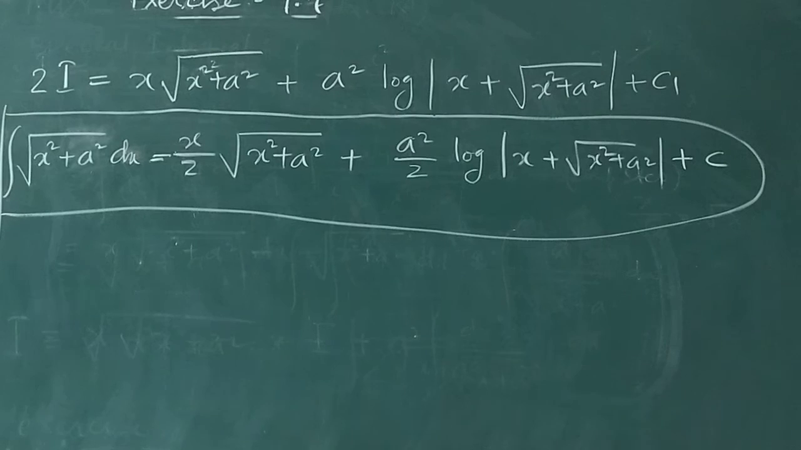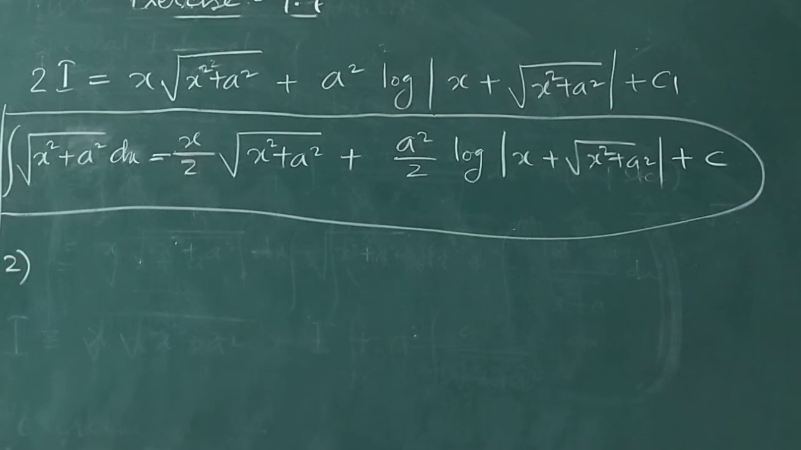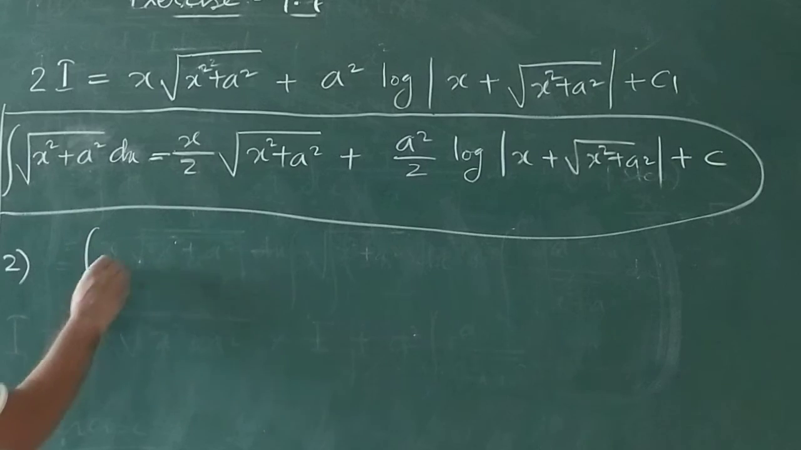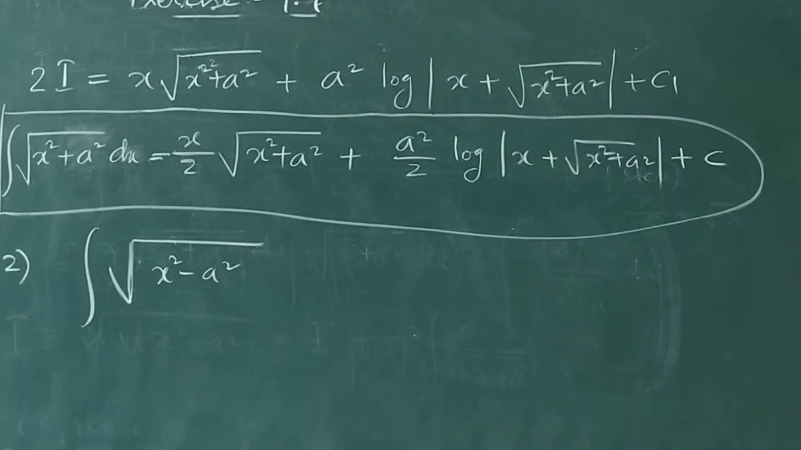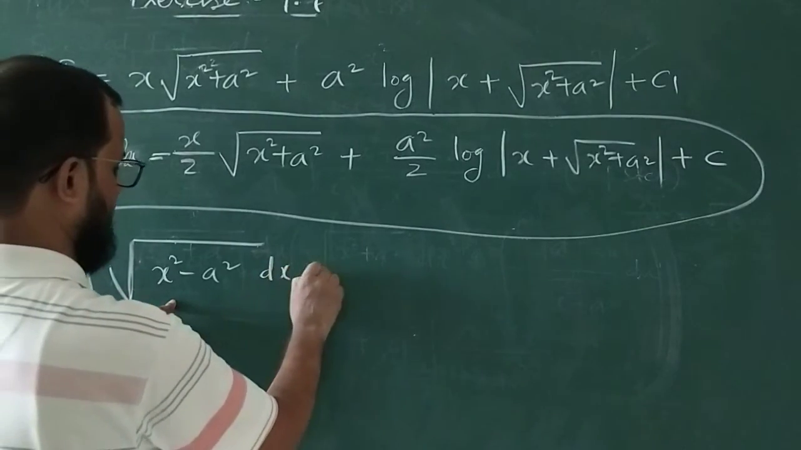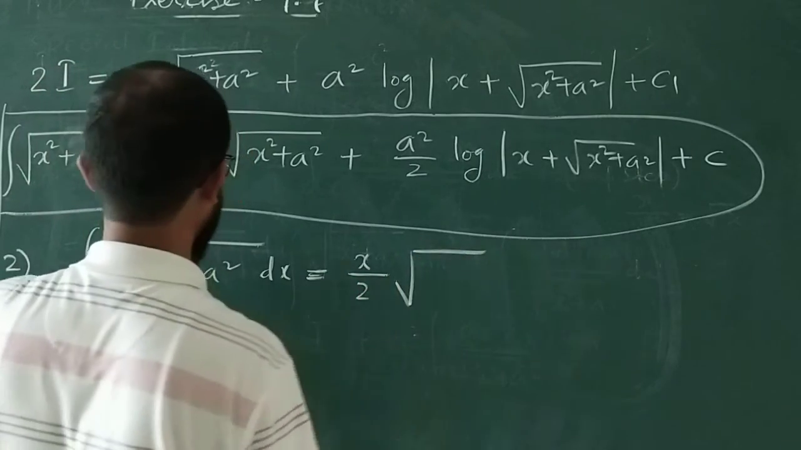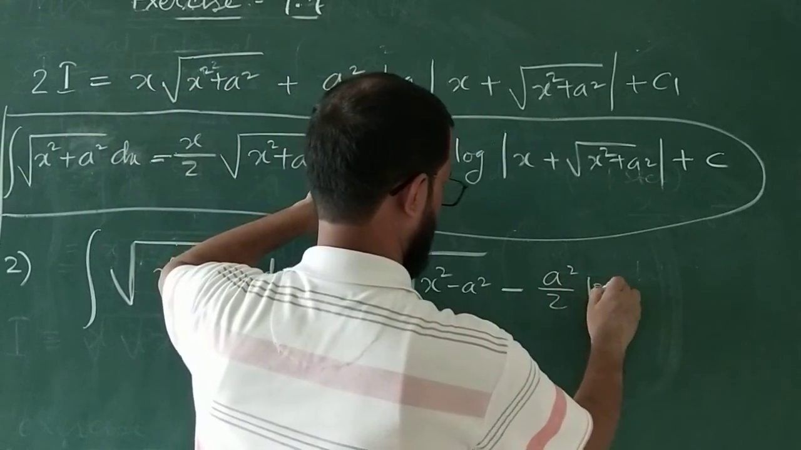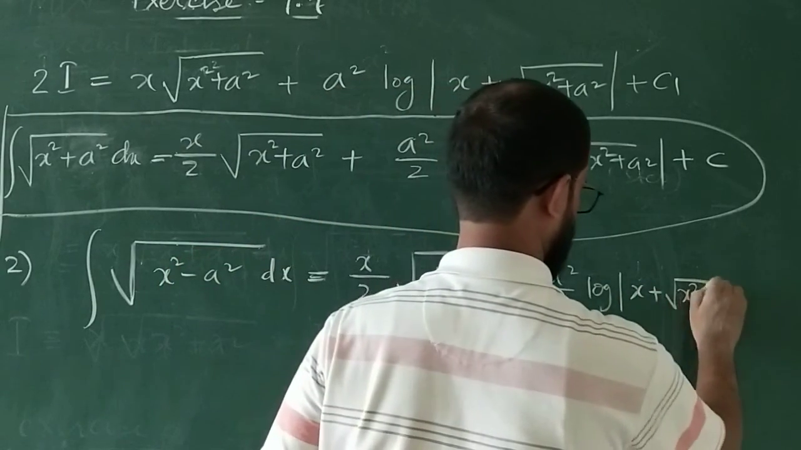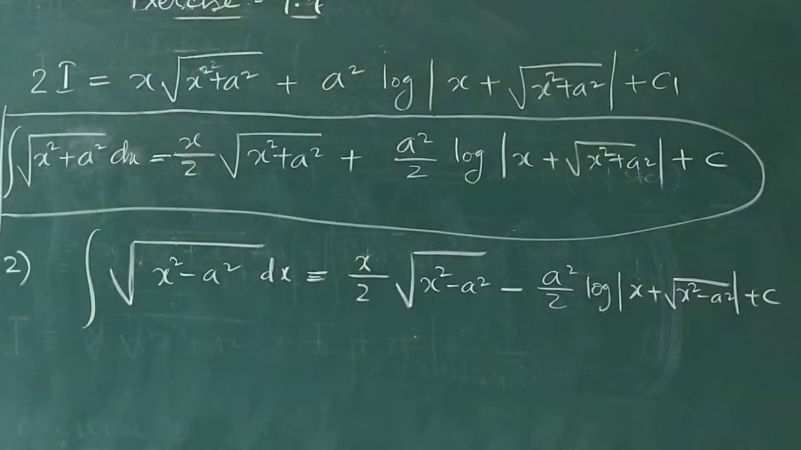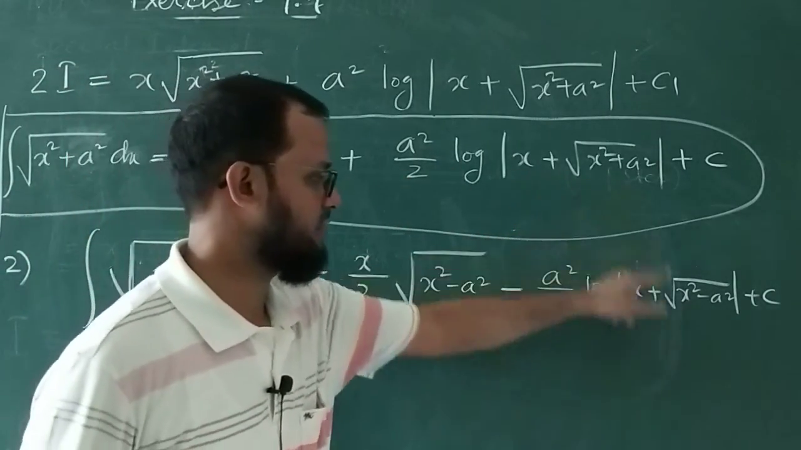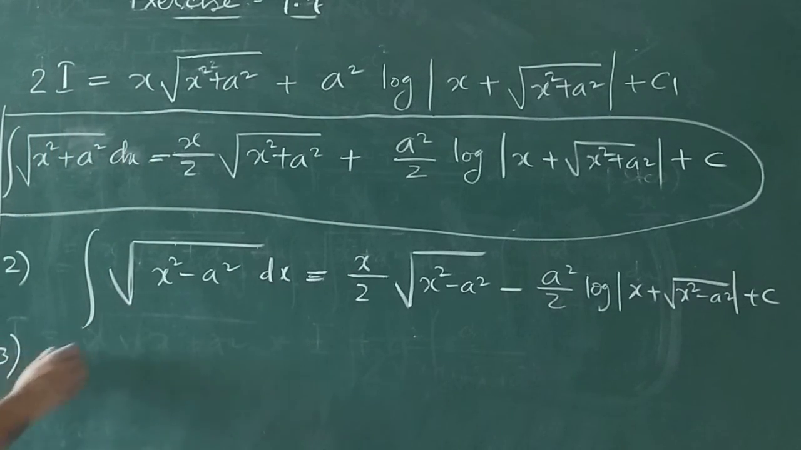Okay, so another 2 results are there. I am just mentioning them, I am not going to prove them. Result number 2 is the integration of root over x square minus a square dx. Earlier it was x square plus a square, now x square minus a square, and it equals the same thing. There is no difference, the same pattern. Just here a square by 2, it will be minus a square by 2 into log modulus x plus root over x square minus a square plus c. So this formula and that formula are similar, the patterns are the same. So x by 2 into the expression, here plus a square by 2, there minus a square by 2 into log x plus the expression.